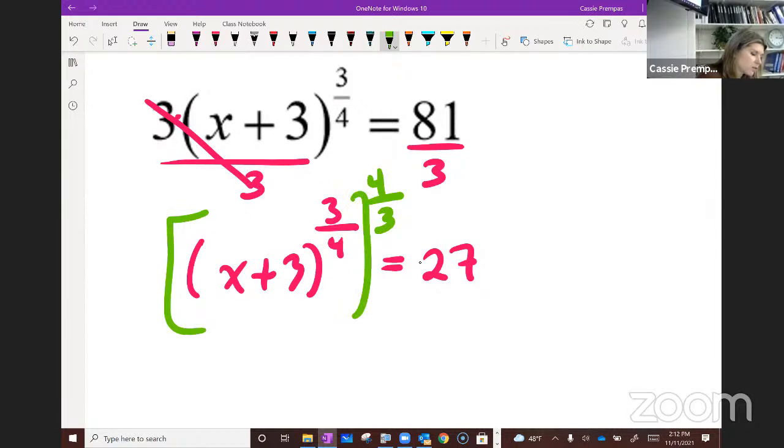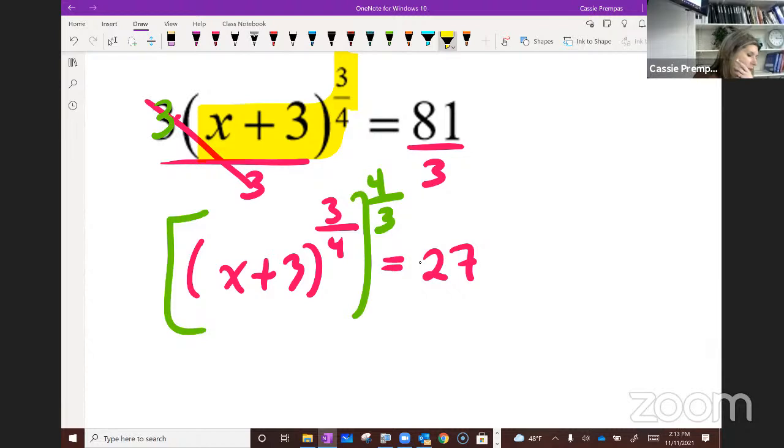Because I had to get rid of this 3 here. Because you have to isolate this guy first. Because that's really a radical in disguise. So we have to isolate that radical. And to do that, you want to divide both sides by 3.